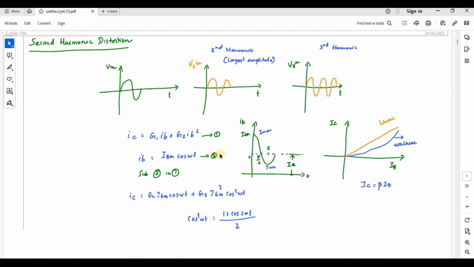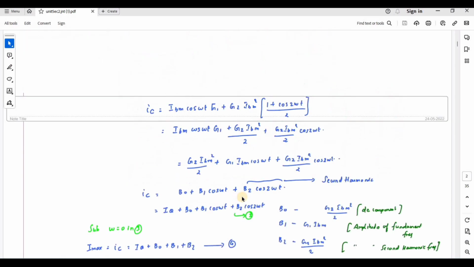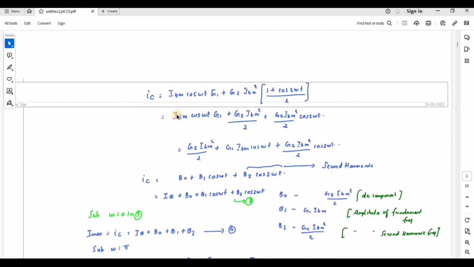I am going to substitute the second equation in the first equation. I will get IC is equal to G1 IBM cos omega t plus G2 IBM square cos square omega t. I can write cos square omega t is equal to 1 plus cos 2 omega t divided by 2. So I am going to substitute this in the equation. If I substitute, I will get IC is equal to G1 IBM cos omega t plus G2 IBM square divided by 2 plus G2 IBM square cos 2 omega t divided by 2.